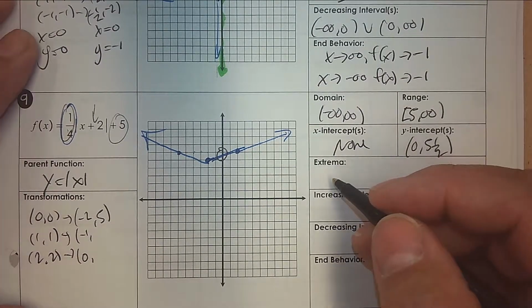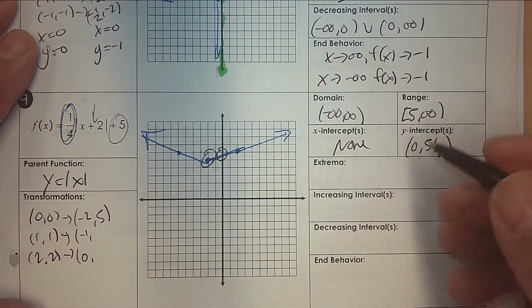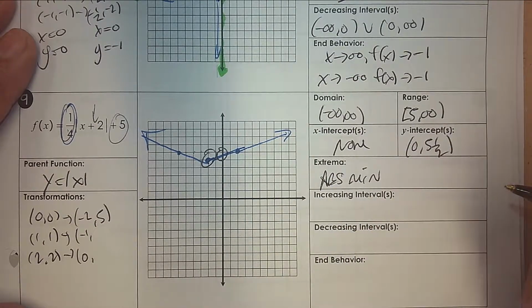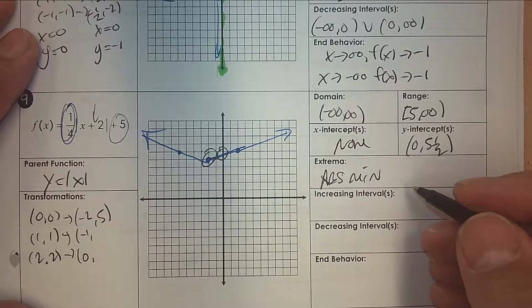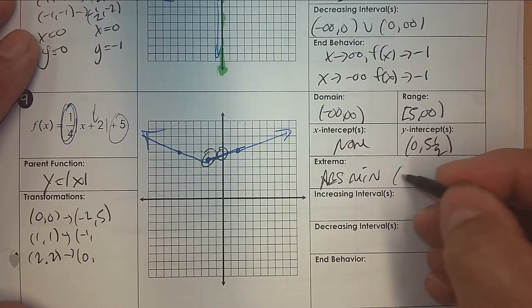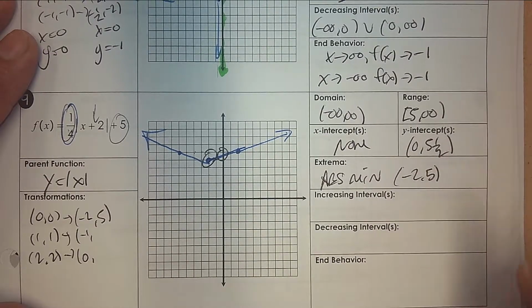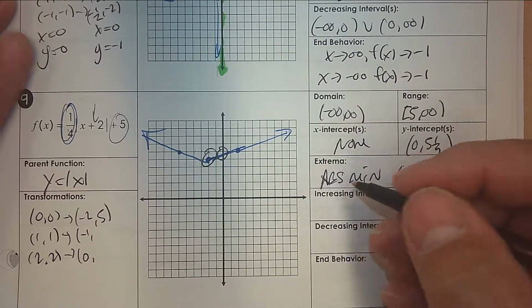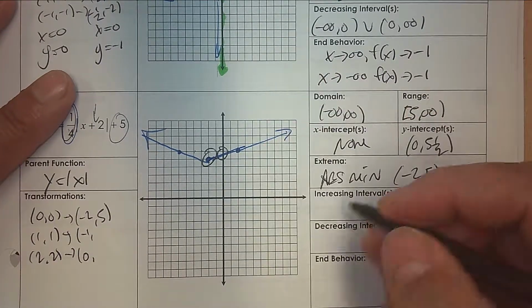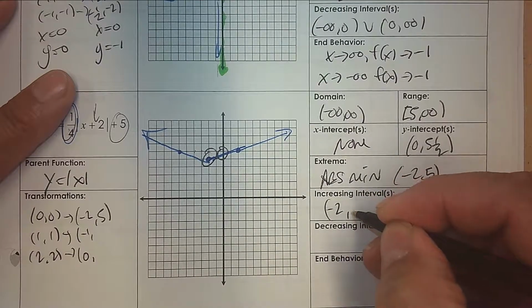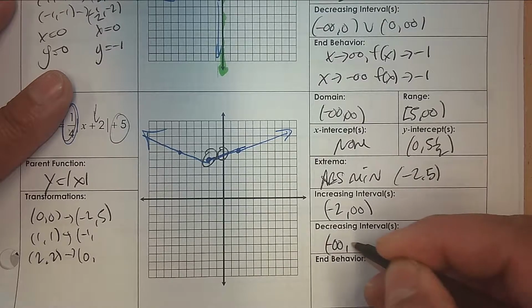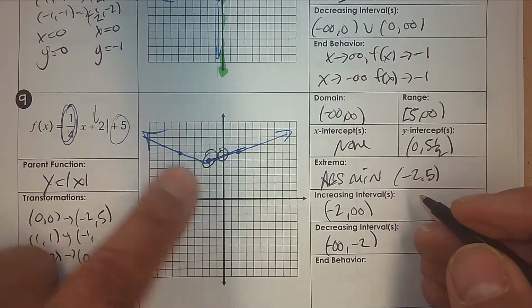Where are the extreme points? Well, we have one down here. That's actually an absolute minimum. And for the absolute minimum, that point was at -2 and 5. So the absolute minimum value of the function is 5. Increasing and decreasing. So for increasing, we start at the vertex, or the x value. So from -2 to infinity, it's increasing, but from -infinity to -2, left to right, it's decreasing.